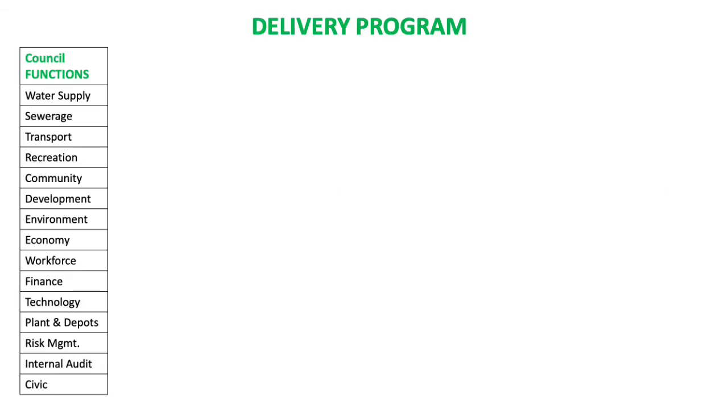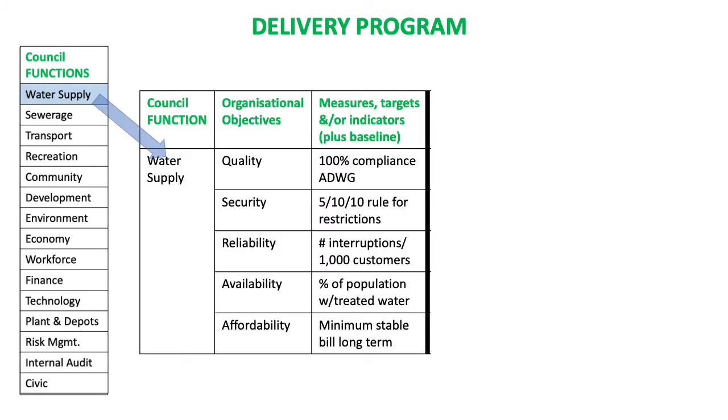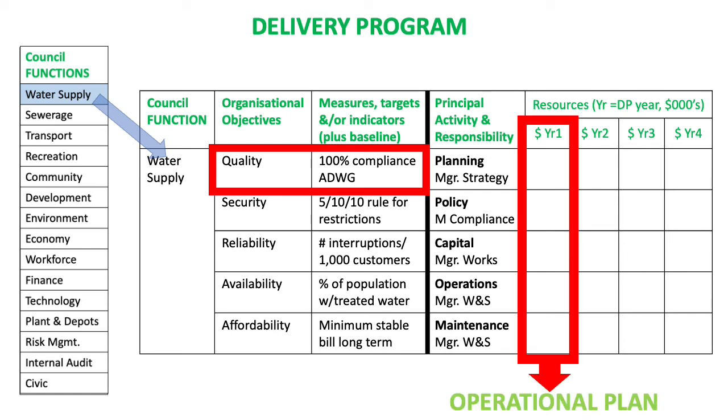So what does this actually look like in the context of the DP and OP documents? Firstly, as I said in the last video, council should be following the Local Government Act and clearly defining its functions. So let's take water supply. Council needs to define how it will measure the outcomes to be delivered to the community, things like water quality. And then it needs to identify the principal activities to perform the water supply function, things like planning, policy, capital works, and it needs to allocate resources to each of these activities over its term in office.